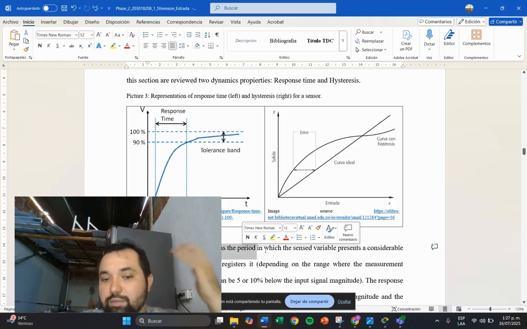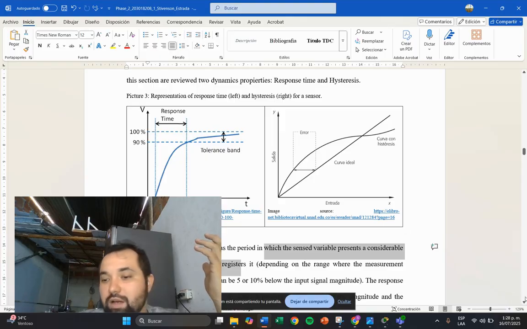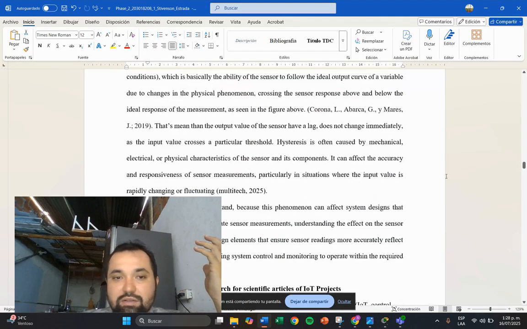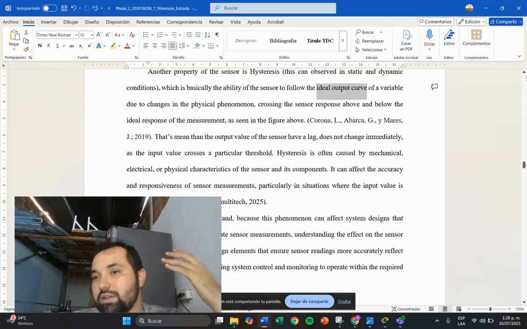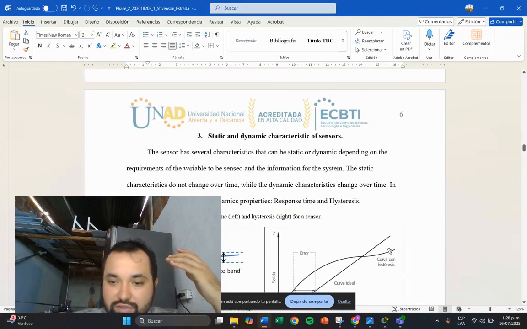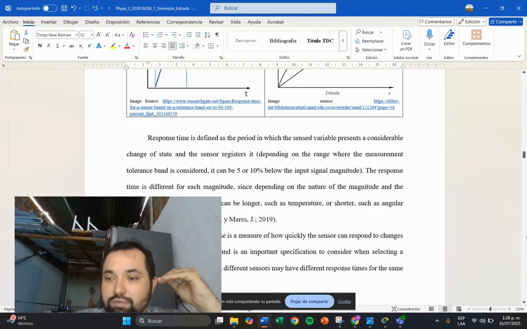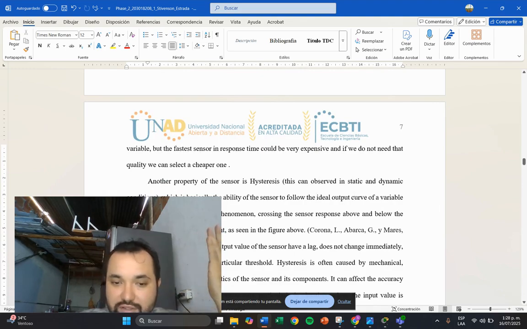Response time is defined as the period in which the sensed variable presents a considerable change of state. This is what I explained about the tolerance band, no? And the hysteresis, on the other hand, is basically the ability of the sensor to follow the ideal output curve. That is the idea, no? This is the real response, and this is the ideal response curve. The ability to follow the ideal response, and the values above or below, is the hysteresis.